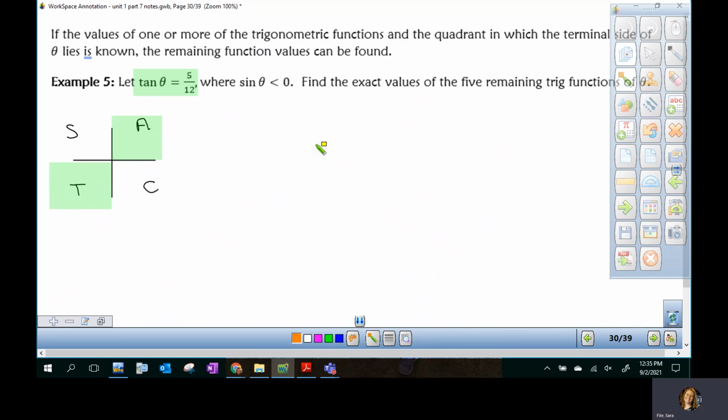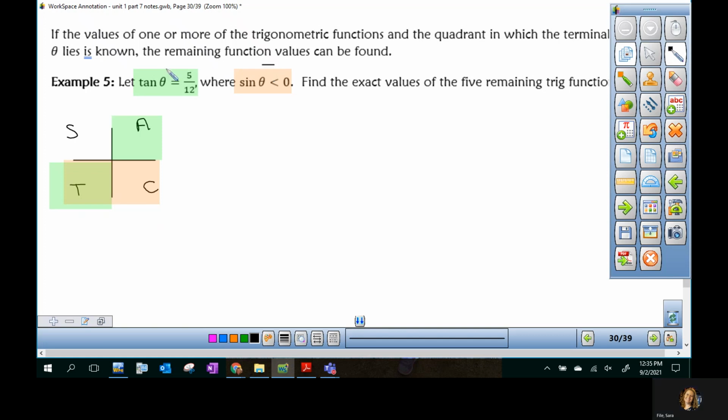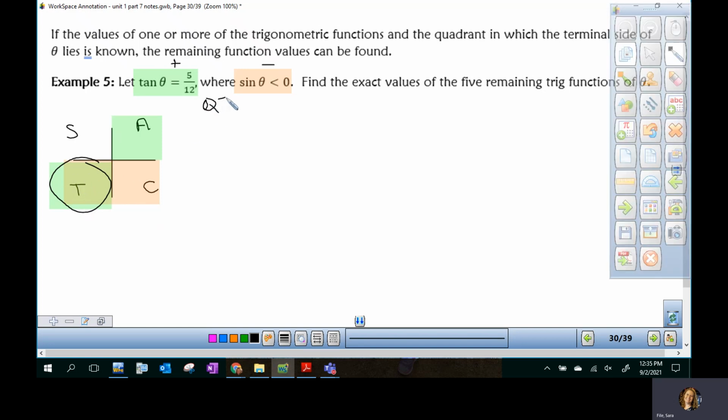They give me a second piece of information: the sine of theta is less than 0. What does less than 0 mean? Negative. If it said greater than 0, that means positive. So they're telling me sine is negative. Sine is negative in quadrants 3 and 4. So where's the overlap? Quadrant 3. That's where tangent's positive and sine is negative. So I know I've got to be in quadrant 3.